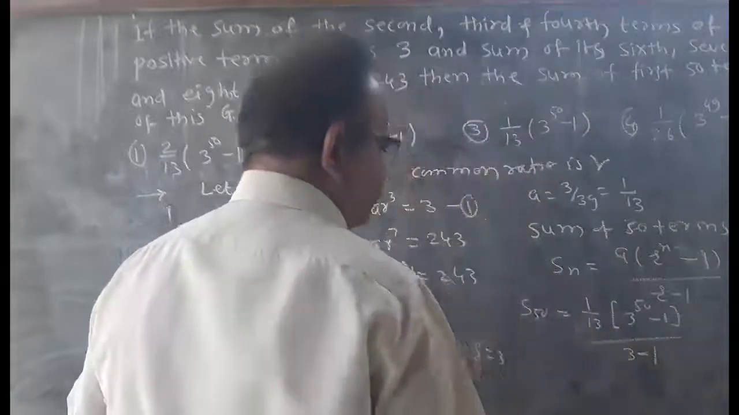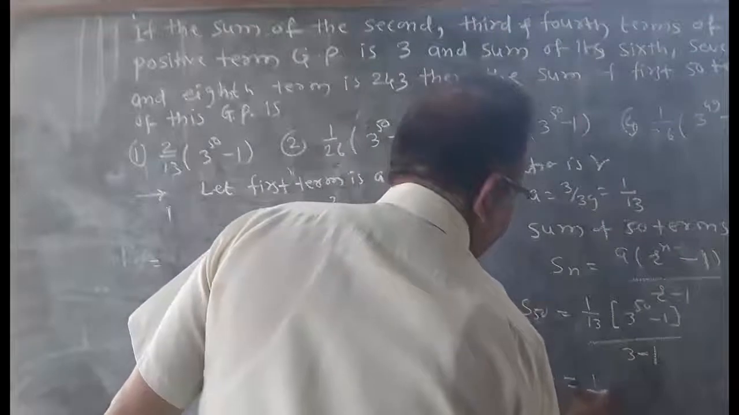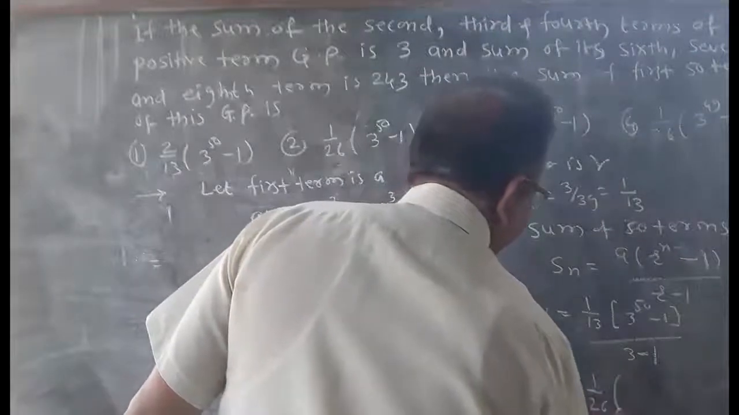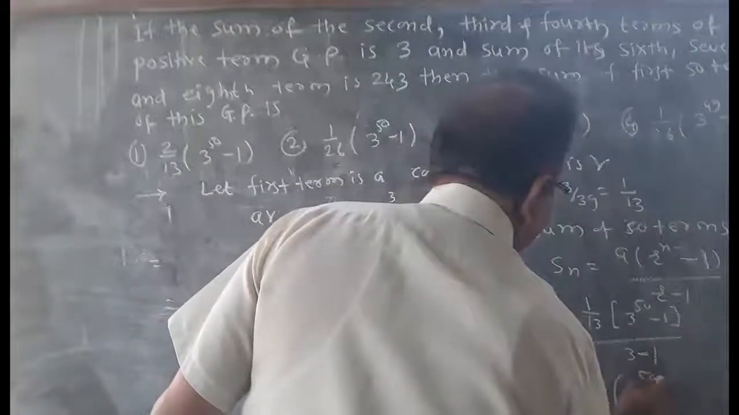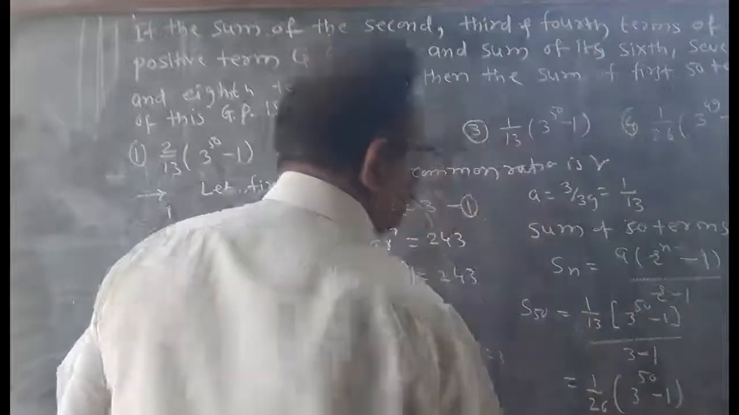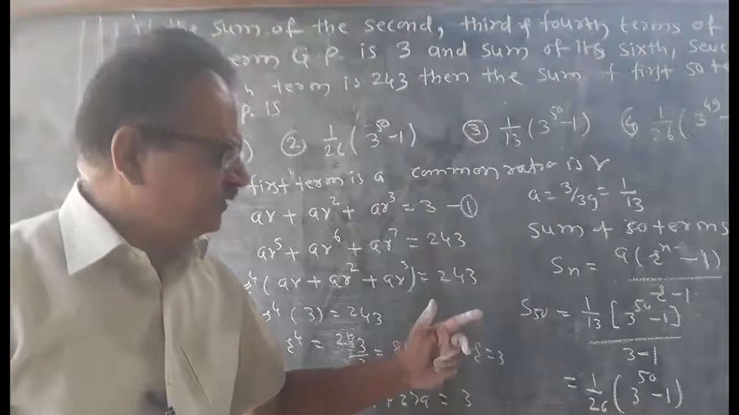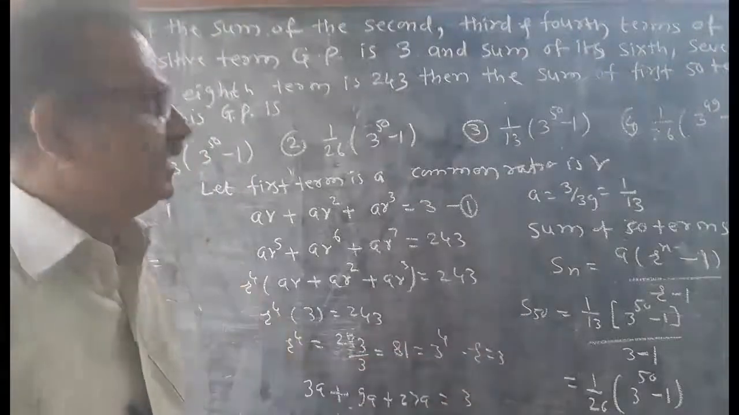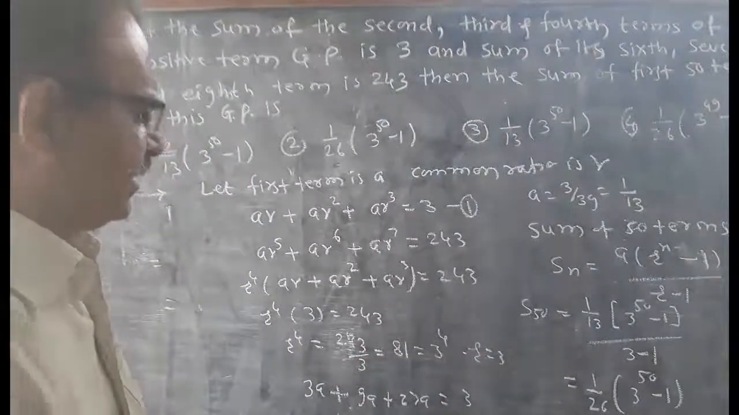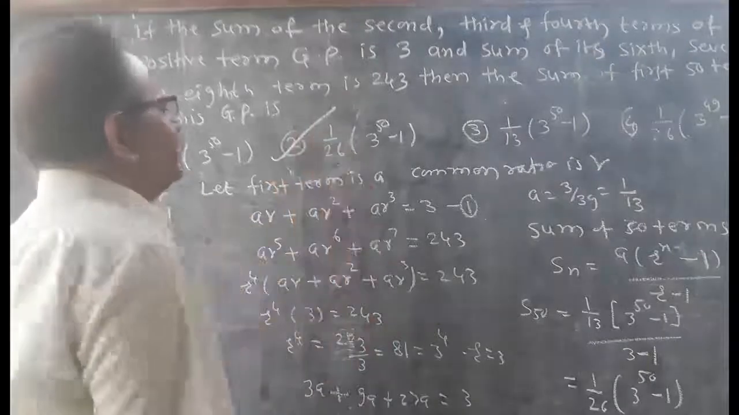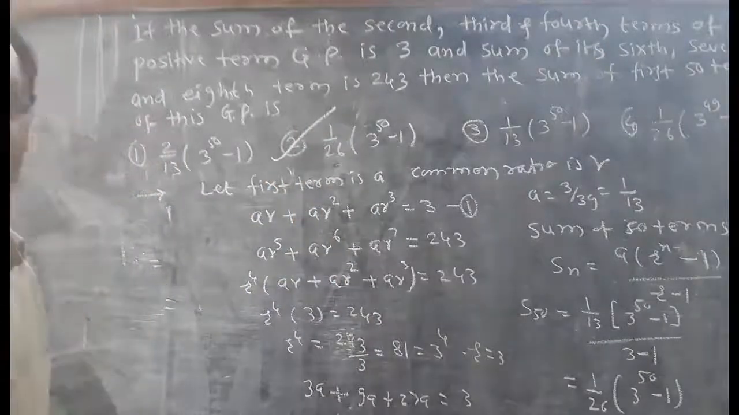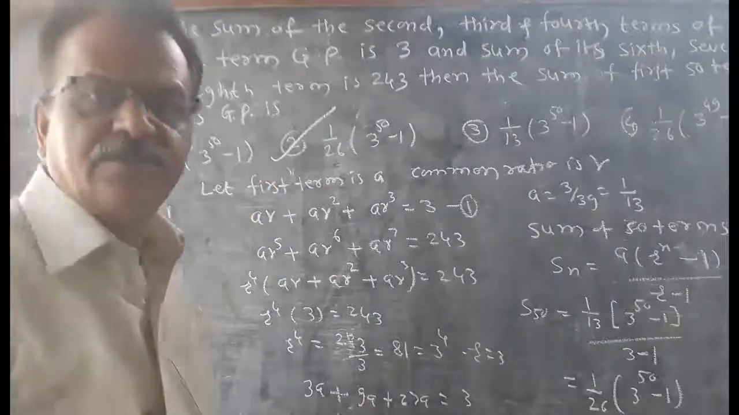3 minus 1 is 2. Therefore, this can be written as 1 by 26 into 3 raised to 50 minus 1. The sum of first 50 terms will be 1 by 26 into 3 raised to 50 minus 1, and hence the correct option is 2. 3 raised to 50 minus 1 divided by 26. This is the correct option for this problem.